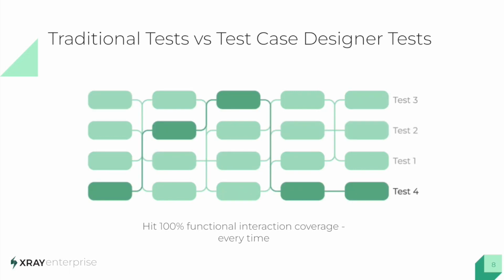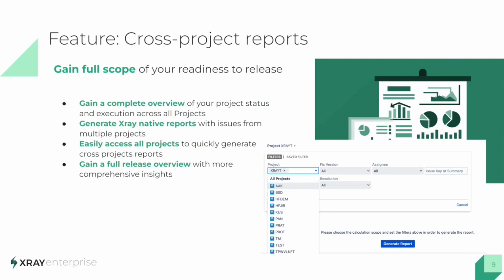The next feature that I'm going to demo later on is the cross-project reports. With this, you will gain full scope of your readiness to release. Translating this, you can now add multiple projects to all your Xray native reports. In this way, you can easily access all projects, their status, and have a full release overview.